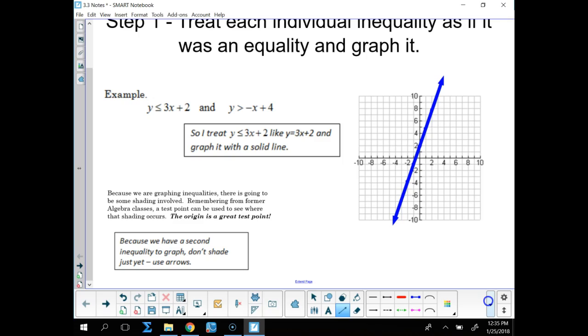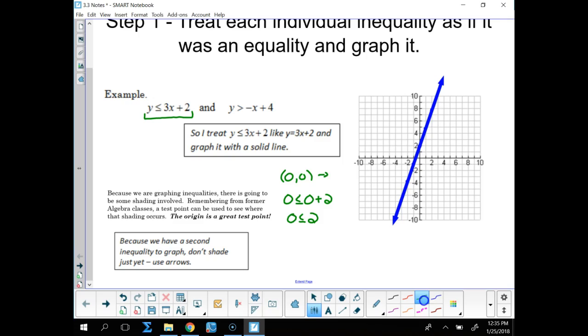So by doing the test point of the origin, that's 0, 0, I am going to put that into my original function right there. So y is 0 if x is 0, then that's going to be 0 plus 2. So 3 times 0 is 0, plus 2 is 2. So I need to say, is this a true statement or a false statement? 0 is less than or equal to 2.